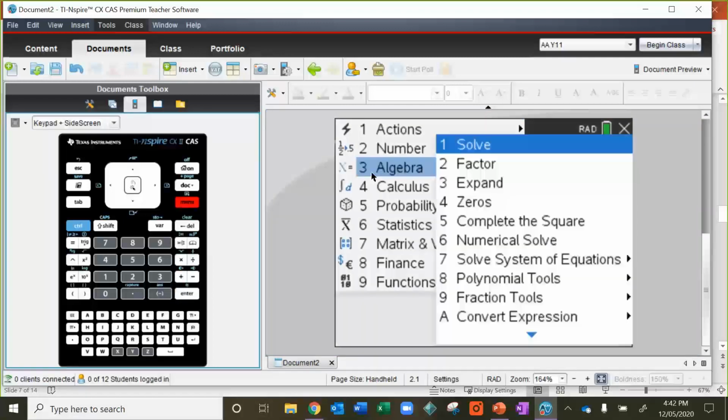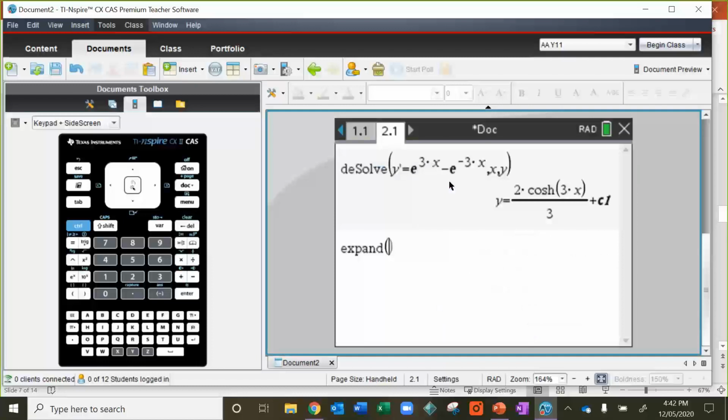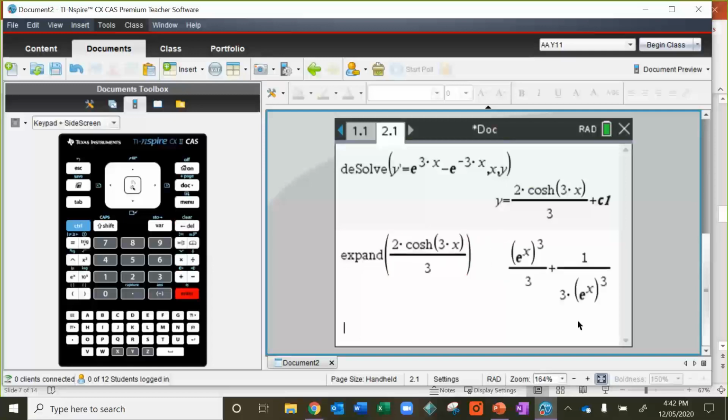If you go to Menu, Algebra, Expand, and bring it down, I just want to expand this expression inside only. It tells me that it is the same as e to the power 3x over 3 plus 1/3 e to the power minus 3x. So if you come across cosh or sinh, you need to expand, because you won't see anything like that in your exam.